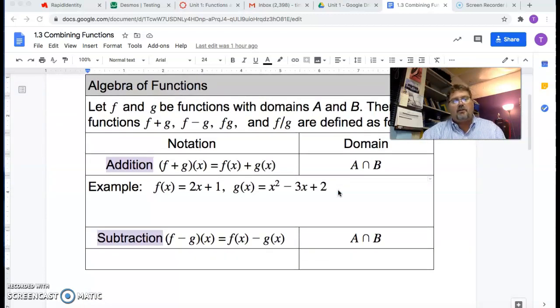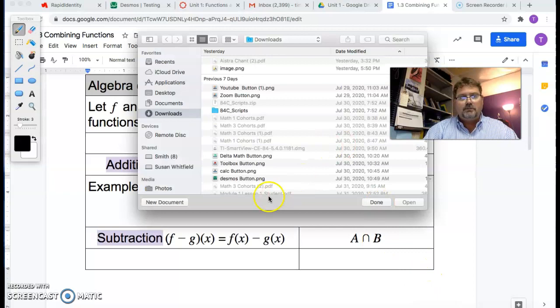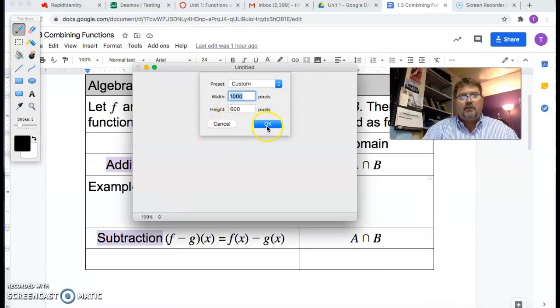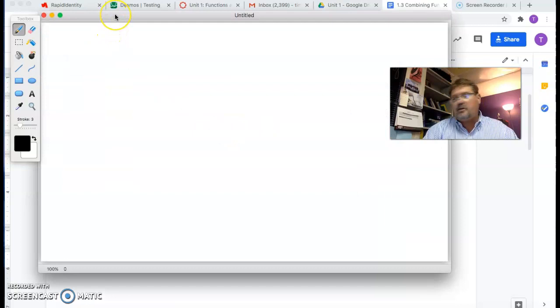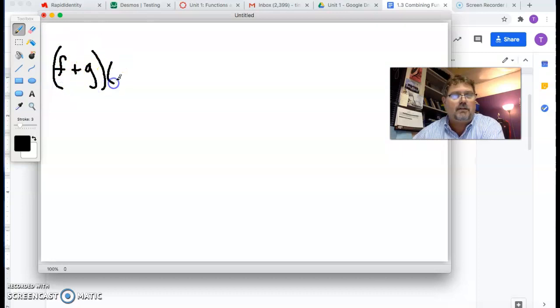All right, so for example here, we got f of x is 2x plus 1, g of x is x squared minus 3x plus 2, and we need to add these two things together. It is as simple as it sounds, actually. So basically what you're going to do, and I'm going to use this little scratch pad to do this. All right, so what you're going to do pretty much is simply add them together. So I'm going to write the notation like this. F plus g, and we'll go with their style.